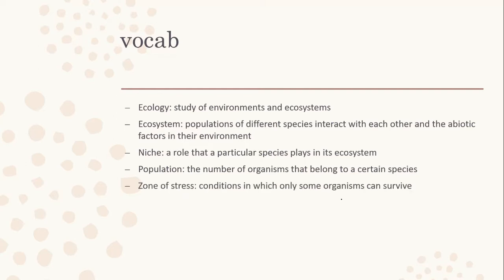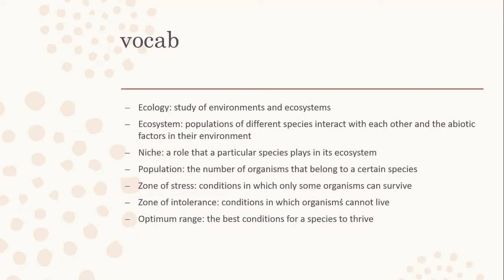Zone of stress is conditions in which only some of the organisms can survive. A zone of intolerance is conditions in which organisms cannot live at all. The optimum range is the best conditions for a species to thrive. And again, abiotic factors are non-living parts of the ecosystem, including temperature, precipitation, pH, etc. This A here just means not.